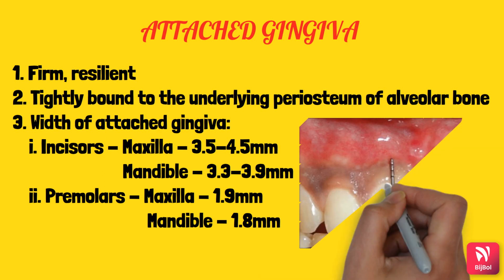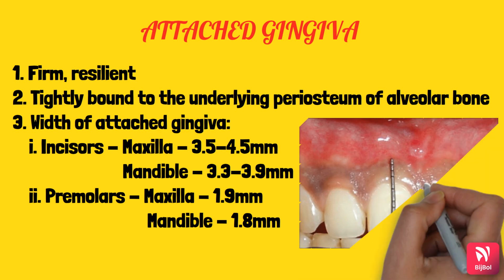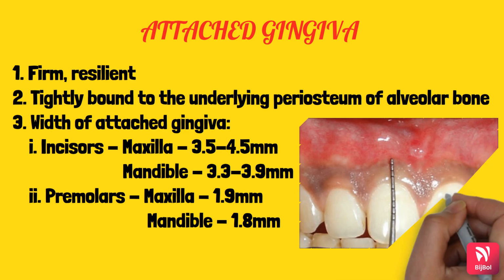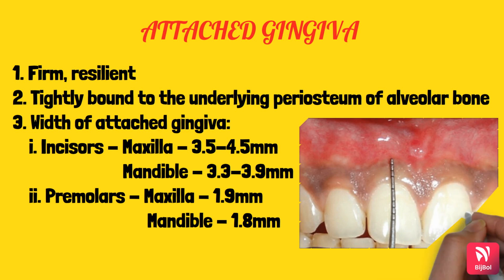Okay, so in the picture you can see that the probe, which we are placing on the facial surface of the incisor, is measuring the distance from the marginal gingiva to the mucogingival junction. So this particular measurement is called the width of keratinized gingiva. Okay, you understand now? The marginal gingiva is also keratinized and the attached gingiva is also keratinized. So when you are asked about the width of keratinized gingiva, your answer should be the sum of the width of marginal gingiva plus the width of the attached gingiva.